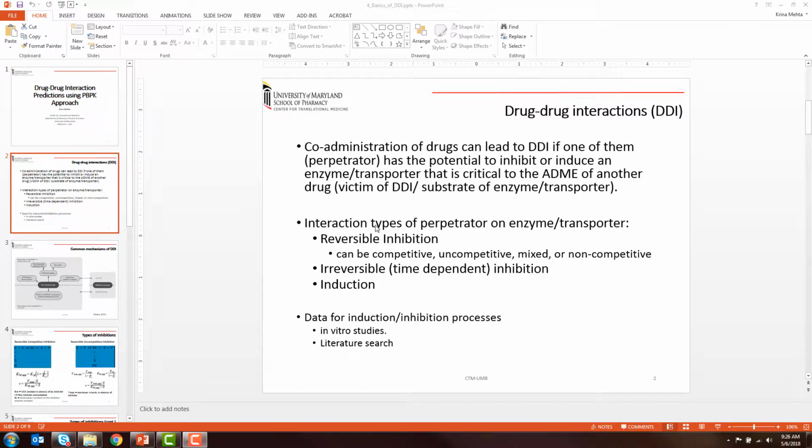And these interactions can be reversible inhibition, which can be either competitive, uncompetitive, mixed, or non-competitive. Or it could be irreversible, which is also called time dependent, or mechanism-based inhibition. It could be induction as well. The data for these induction or inhibition processes usually come from in vitro studies, which could be obtained through a literature search, or if it's a new drug, it may need some in vitro studies, and then you need to qualify your inhibition or induction processes in vivo maybe.